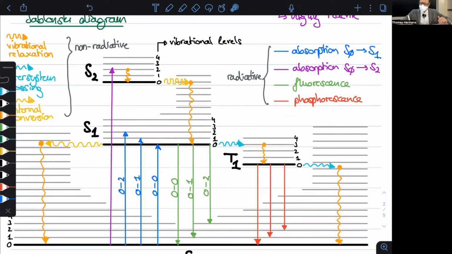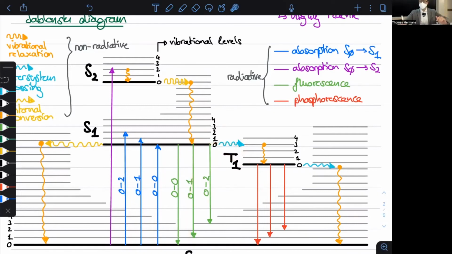So you get absorption, you get relaxation, you're here, you do intersystem crossing, and you go here. Now you're stuck here. Actually, you can get something called reverse intersystem crossing. So I go back. These levels need to be very close to each other. So I go back to the S1, and then I get normal fluorescence.